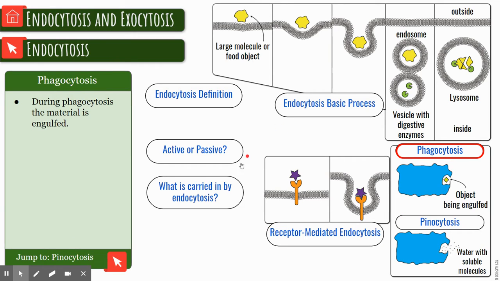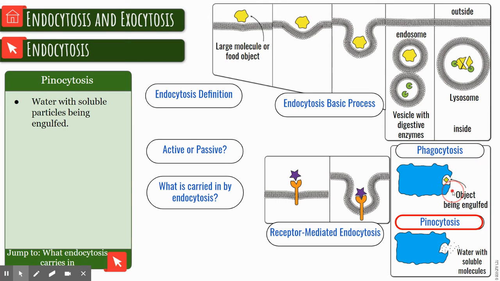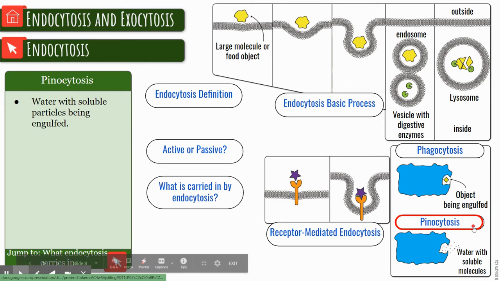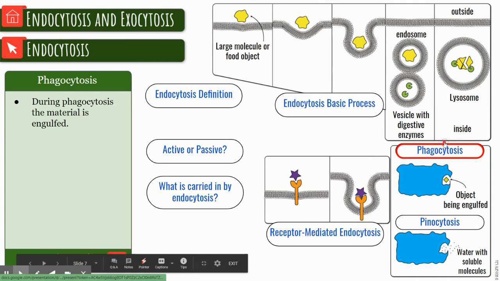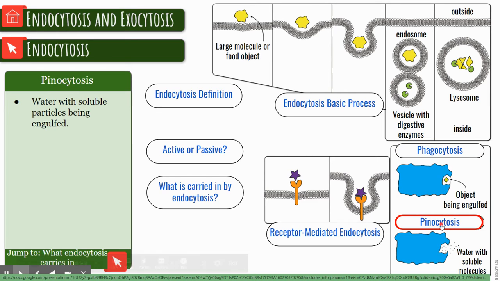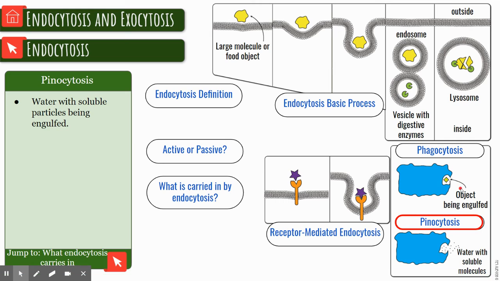And speaking of phagocytosis, this is where a large molecule is going to be engulfed. Think white blood cells, they would engulf another foreign object. And then you have what's sometimes called pinocytosis. This is where more water-soluble molecules are taken in. Sometimes phagocytosis is called cell eating, and pinocytosis is called cell drinking. But not really a true statement, but it gives you an idea of the size of the molecules being taken in.